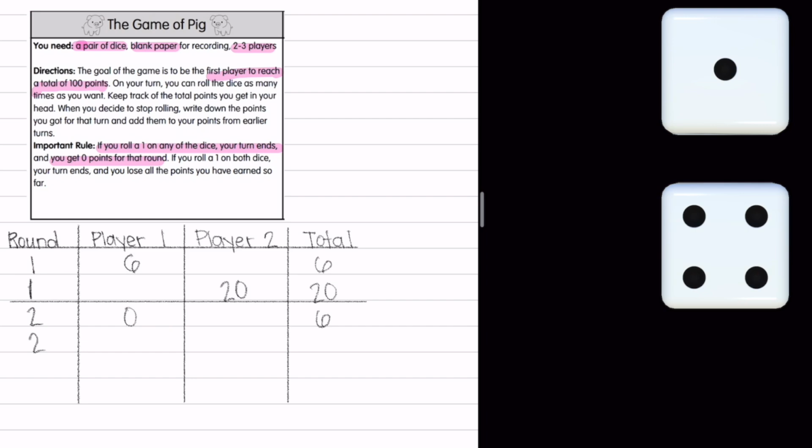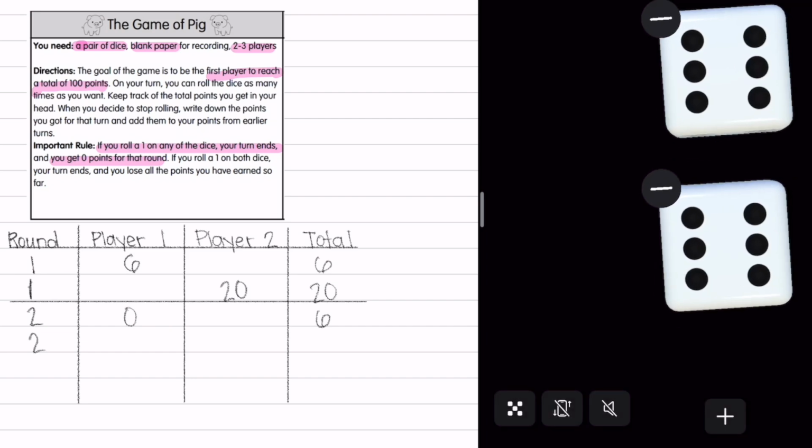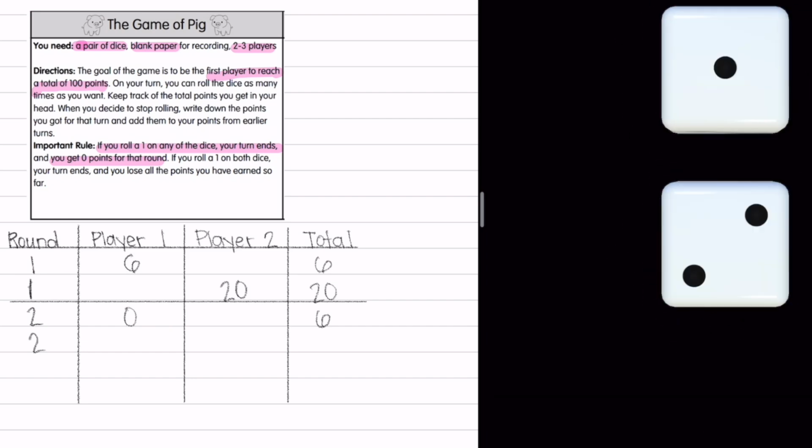So now player 2 is going to go again. They start off with 12. And they roll a 1. So they get a 0 and they still have 20 points for round 2.